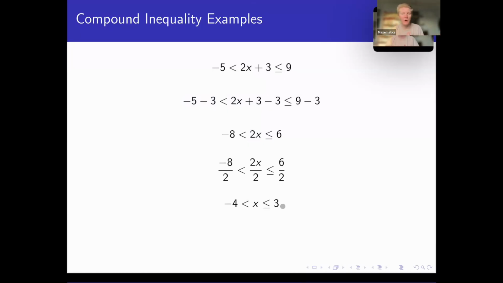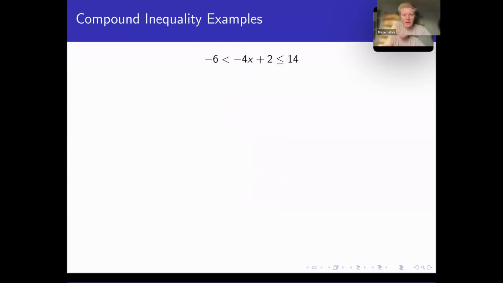Well, if you were to draw all the values between negative 4 and 3, that would just be the interval. Negative 4 not included because of the less than, but 3 included because of the less than or equal to. So way easier to get a solution set. So if you plugged in something between negative 4 and 3, you would get this entire inequality is true. Let's plug in 0. 2 times 0 is 0. 0 plus 3 is 3. Negative 5 less than 3. That's true. 3 less than or equal to 9. Also true. Okay, so these are actually pretty nice.